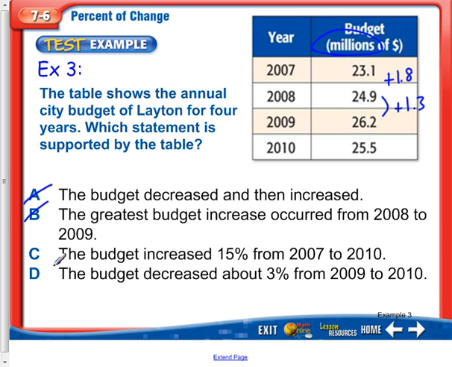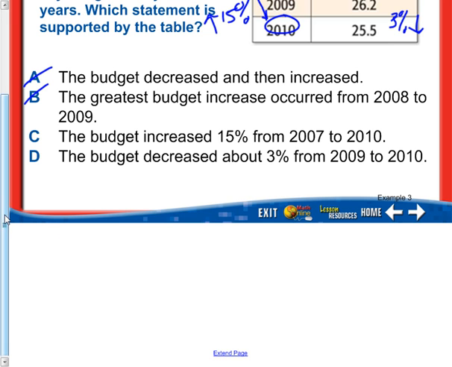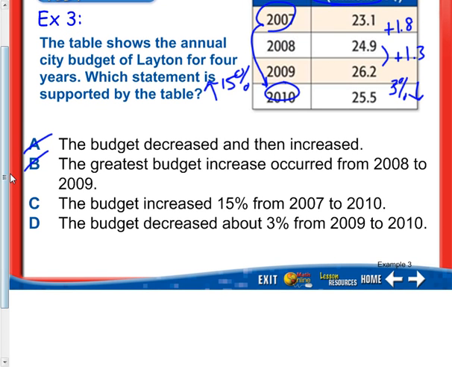Okay, letter C, the budget increased 15% from 07 to 010. So did it increase 15%? We'll have to figure that out. And then the budget decreased 3% from 9 to 10. So is this a 3% decrease, or is this a 15% increase? All right, so we got some work to do here. We got to figure out which one of those it is. Well, first of all, we got to figure out how much change there was.